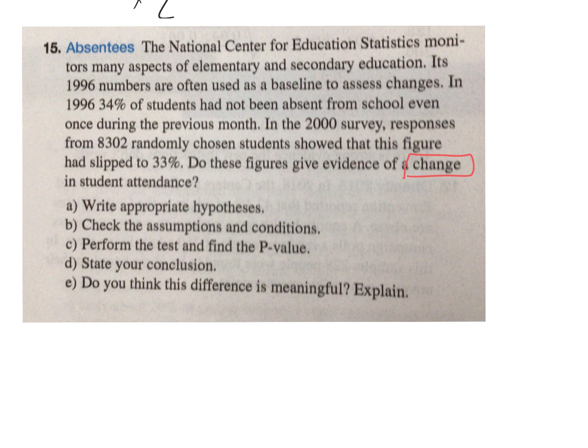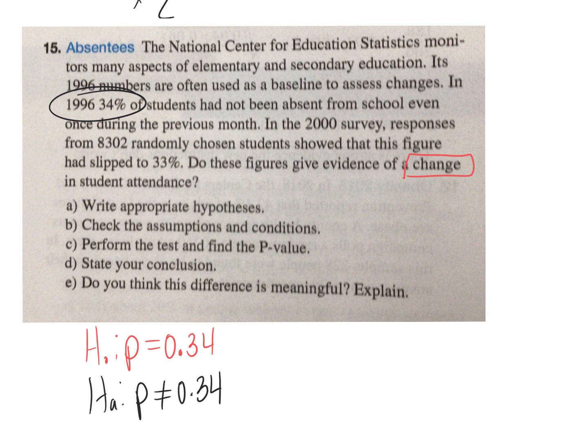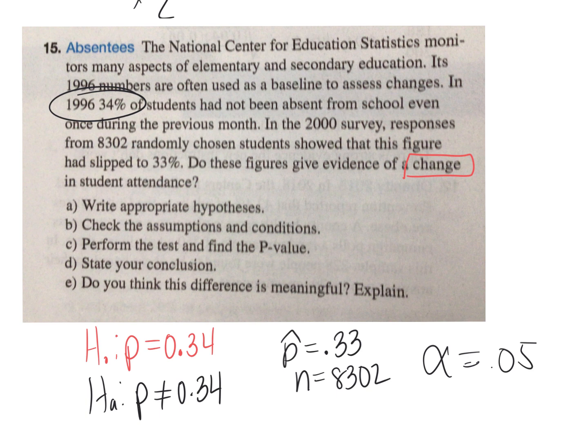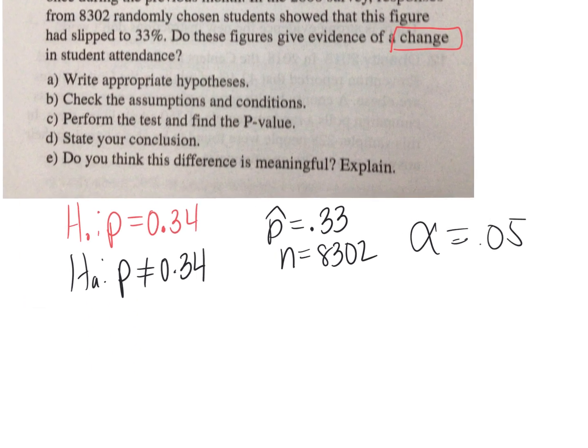Okay? So my null hypothesis is p equals 0.34. We're comparing to the 1996 numbers. Okay? My alternative, p does not equal 0.34. Okay? My p-hat is 0.33 and n is 8302. Okay? Now, we didn't set alpha levels yet, but starting today, you can set your alpha, 0.05. And that's going to be that threshold. If it's less than that, you're going to reject. If it's greater, we fail to reject. There's no guessing anymore. Okay? So start putting that into your problem.